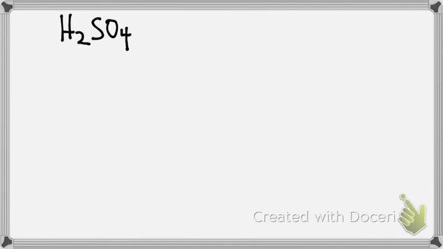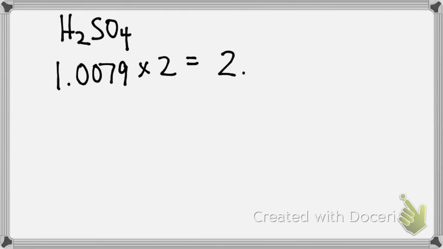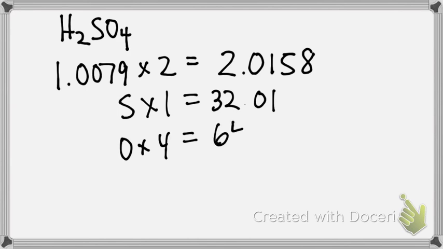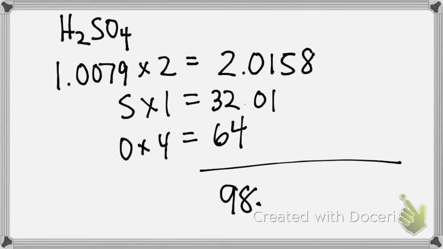All right, so for H2SO4, I have 2 hydrogens, each is 1.0079. So that's 2.0158. I have 1 sulfur, which is 32.01. I have 4 oxygens, which is going to be 64. I add all this together, I get 98.03 grams per mole.